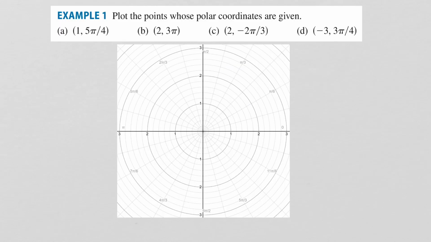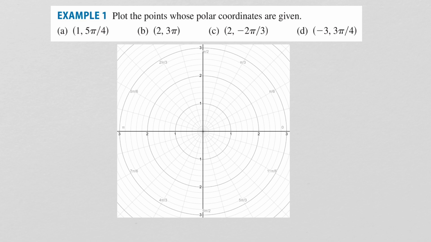In our first example, let's simply learn how to plot points in the polar coordinate system. And for this, I've brought in a polar coordinate graph where you can see the polar axis is here. And then on this graph, we have some of our important angles highlighted here. And we also have these concentric circles, which will help us measure how far out to travel when we go to a particular point. So for example, our first point is 1, 5 pi over 4.